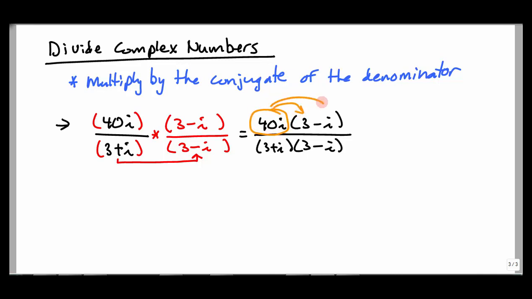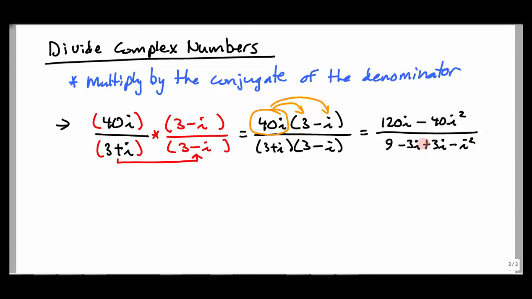The 40i will distribute. So in the numerator, I have 40 times 3 is 120i. 40i times a negative i is a negative 40i squared. Now the denominator, whether you want to use the box method or the FOIL method, doesn't matter. 3 times 3 is 9. Outsides are negative 3i. Insides are positive 3i. My lasts are positive i times a negative i, which is a negative i squared.